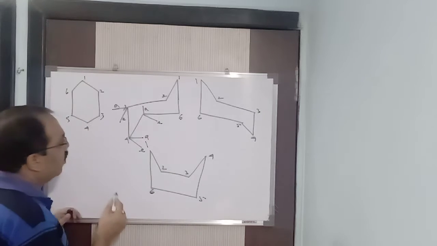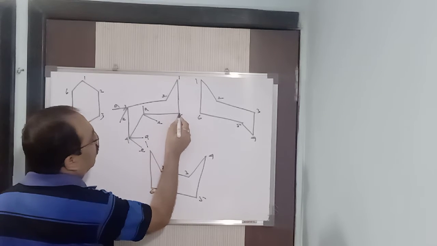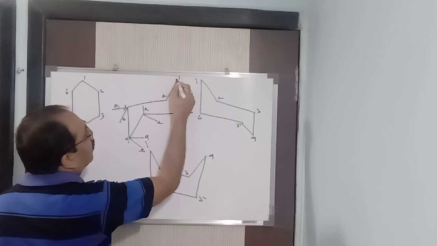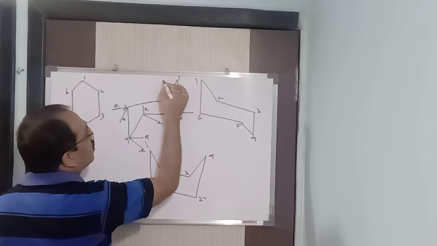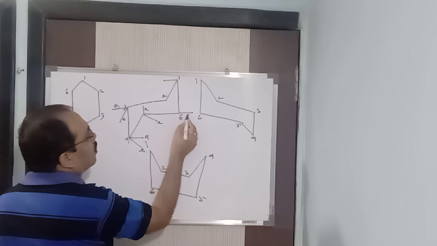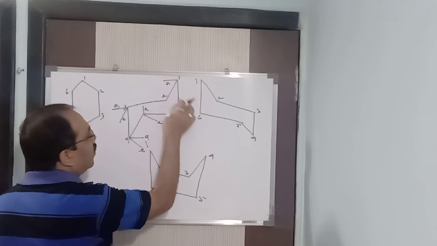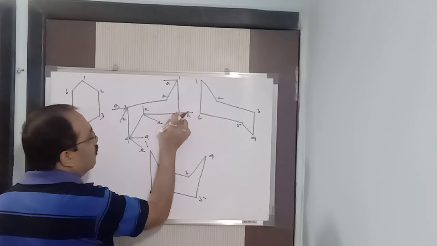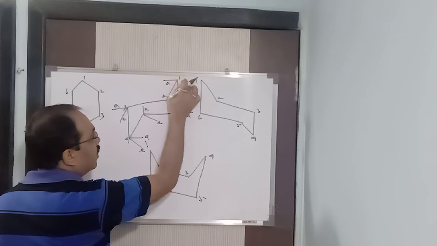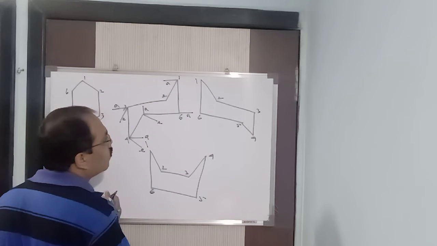For example, one more I will show you. We can say this one, and this one. Clear? So these two are the axial. So this is coming under what? Trans isomer. But if I draw this particular side, then it comes under what? That is a cis isomer.